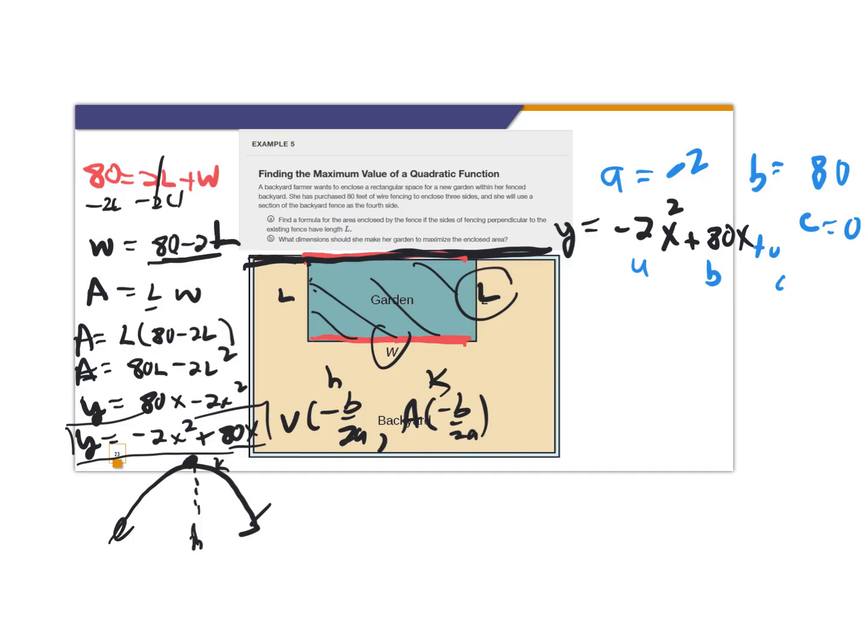So using my vertex equation, I need to find the x equals, that's my h, remember? That's my h, is opposite of b over 2a. Let's plug in what I have. This will tell me what my L is. My h, k, that h means x, the x means L. So minus b, that's minus 80.